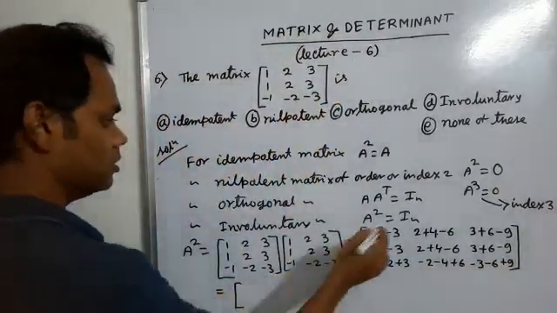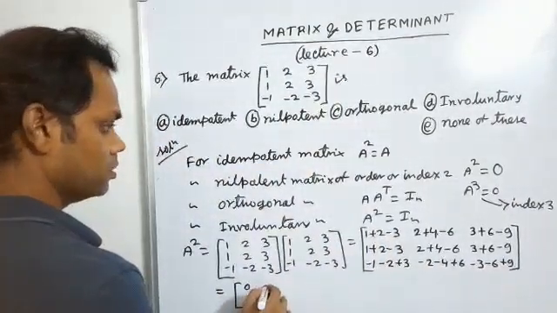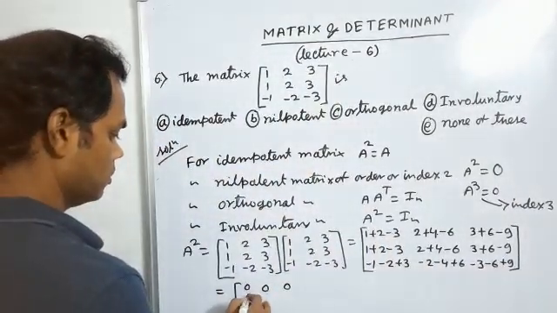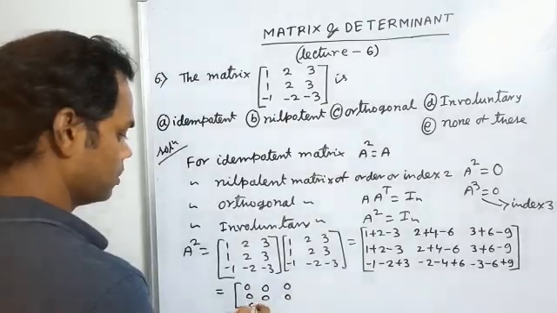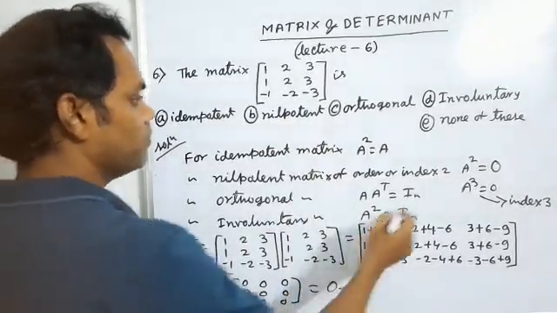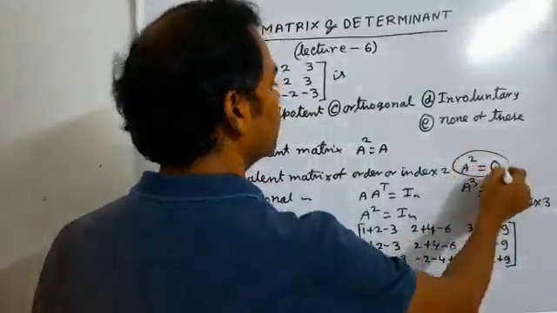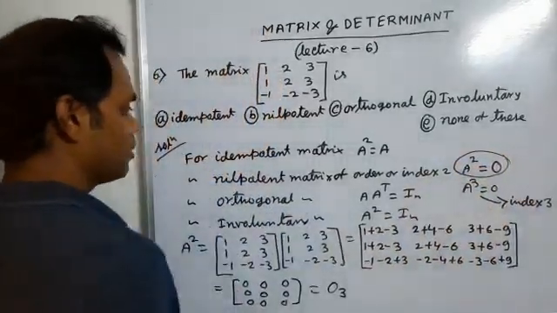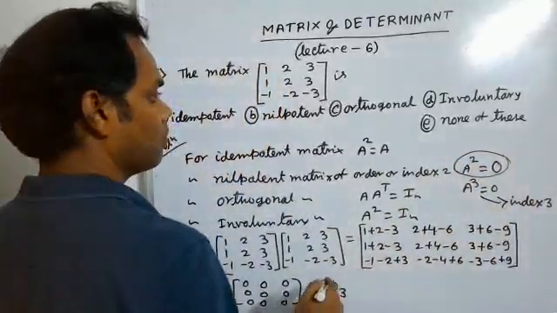And each of the results is 0, 0, 0, 0, 0, 0, 0, 0, 0. So it is a null matrix of order 3. So we satisfy this law. So it is a nilpotent matrix of order 2.